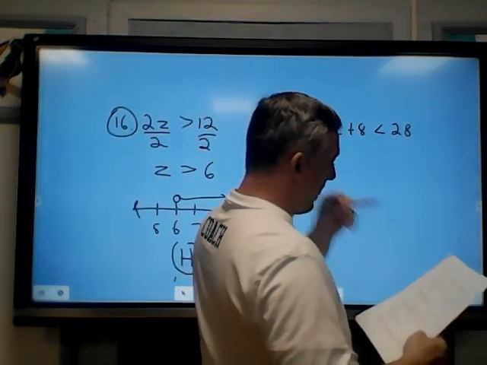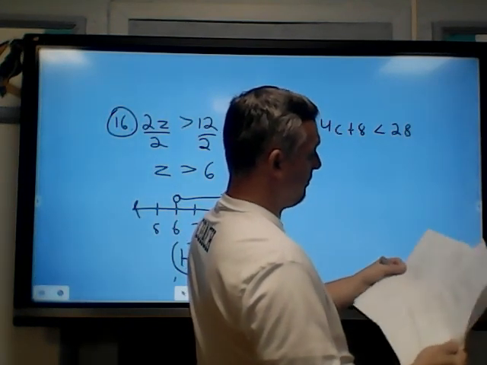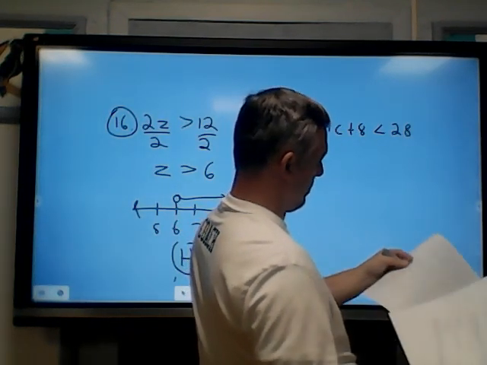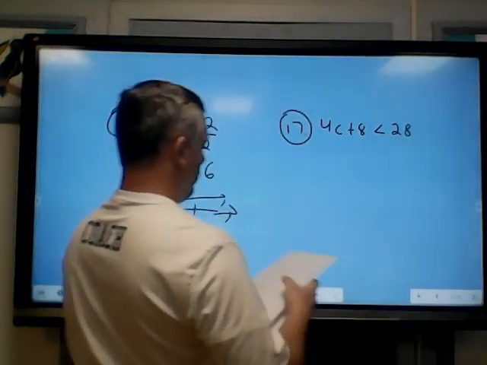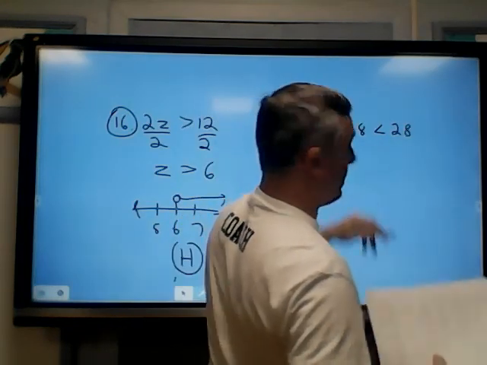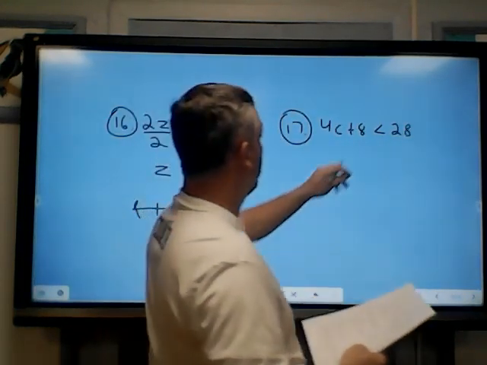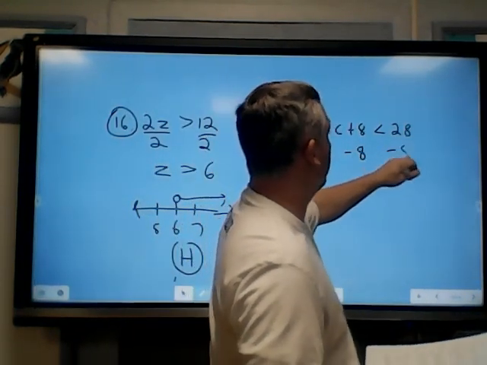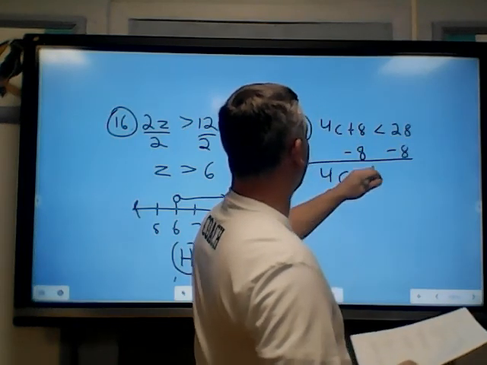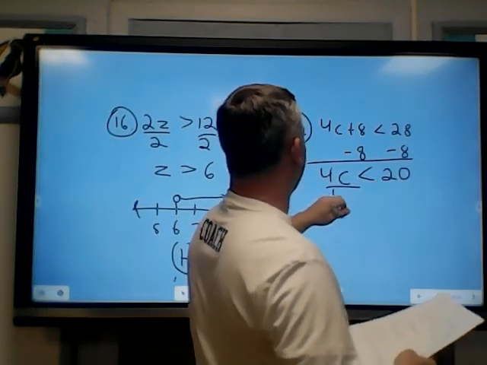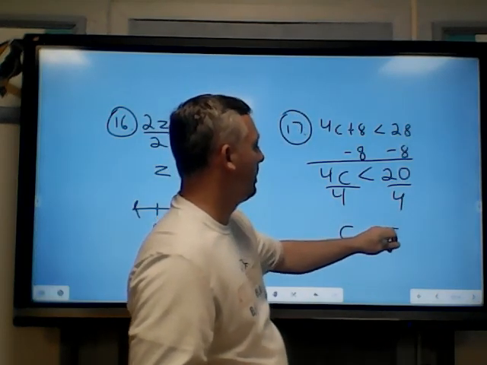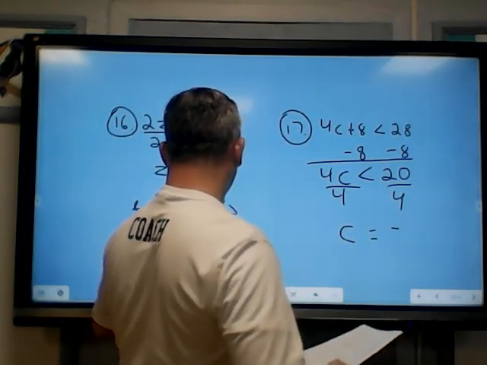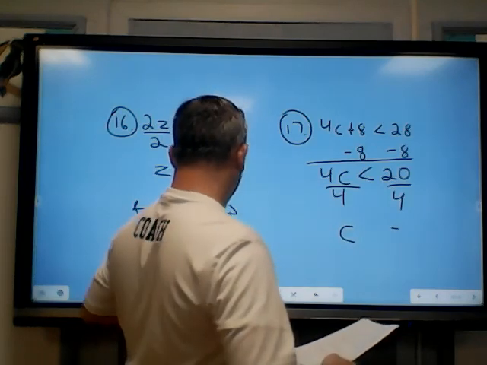Two-step, which is just, now it looks like number 6. The only difference is that instead of an equal sign, it's a less than symbol. So we subtract 8 because it'd be the opposite at first. 4C is less than 20. And then we do the opposite of multiplication, or the inverse, which is division. So C is not an equal sign. Don't do that. That's a mistake.